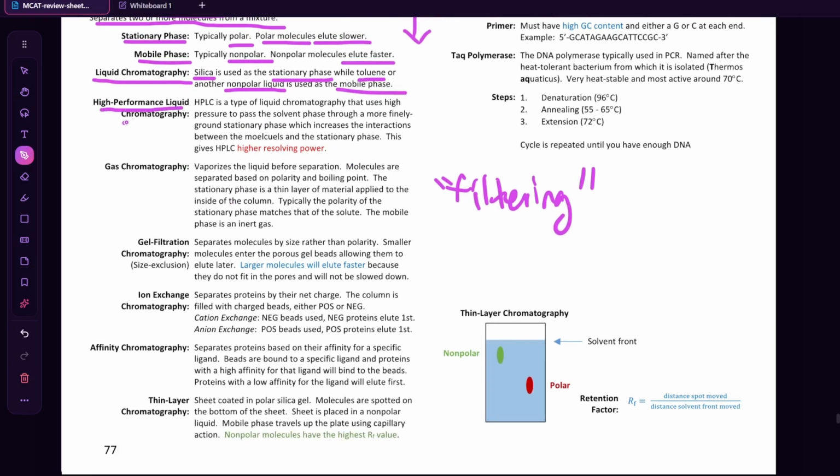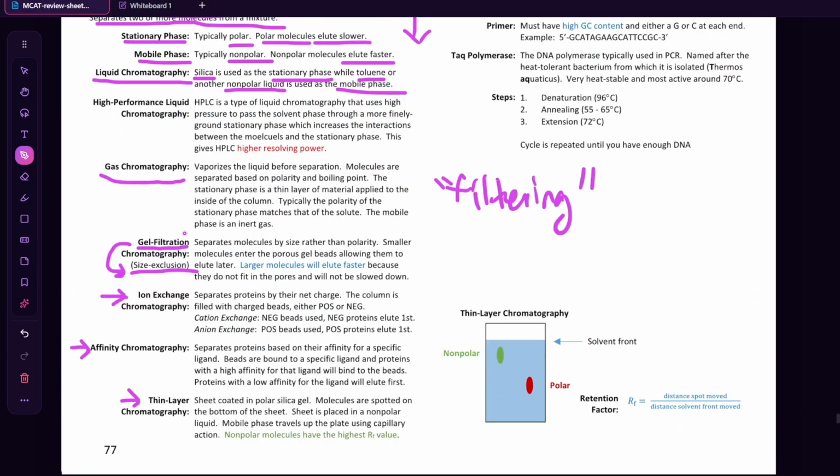High performance liquid chromatography is a type of liquid chromatography that uses pressure to pass the solvent phase through a more finely ground stationary phase, which increases the interactions between molecules and the stationary phase. HPLC, the high performance liquid chromatography, has higher resolving power. So we'll go over that soon as well. Now there's also gas chromatography. Gel filtration chromatography is also known as size exclusion chromatography, ion exchange chromatography, affinity chromatography, and thin layer chromatography.